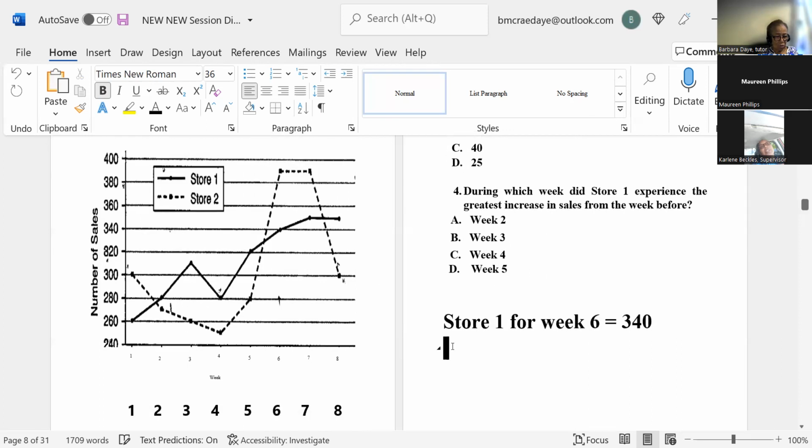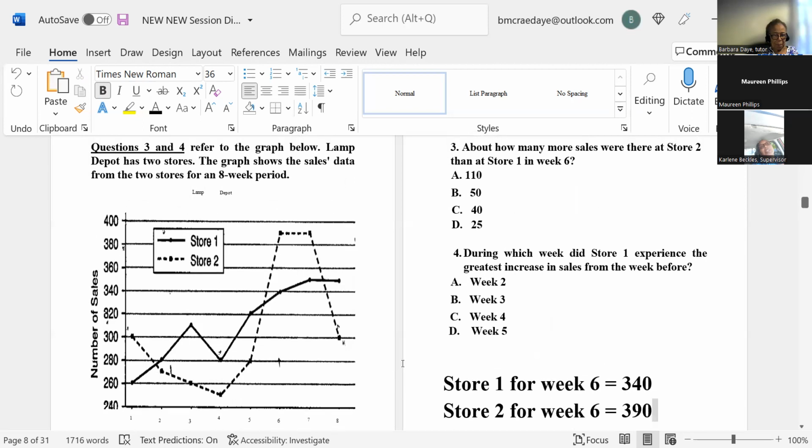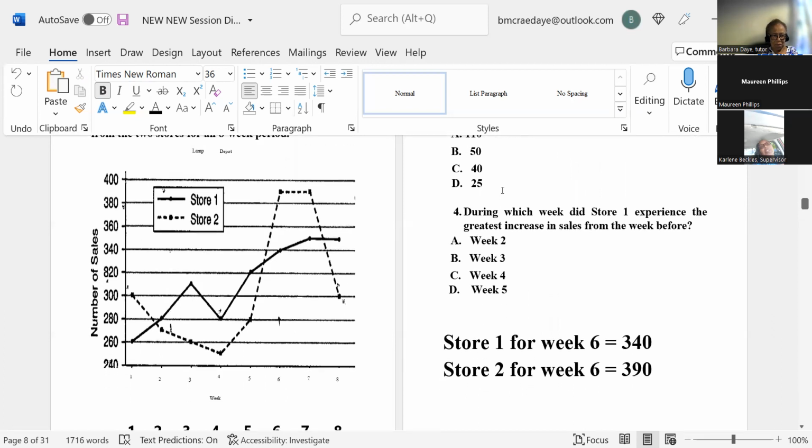Let's put store 2 for week 6 equal 390. What's the difference, Maureen? The first is... What's the difference? 50. 50. So what's the answer? B. B as in boy. Okay, B. That's right. So the answer here would be B. So let's put it here.